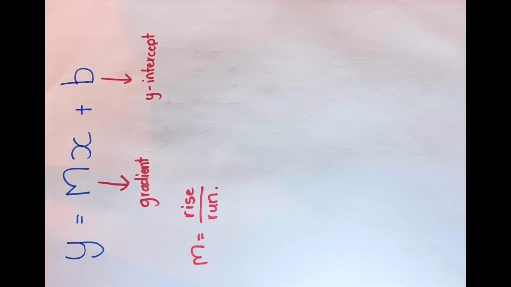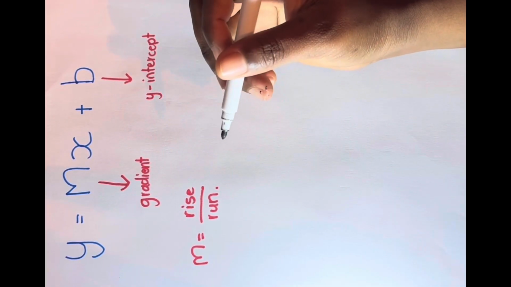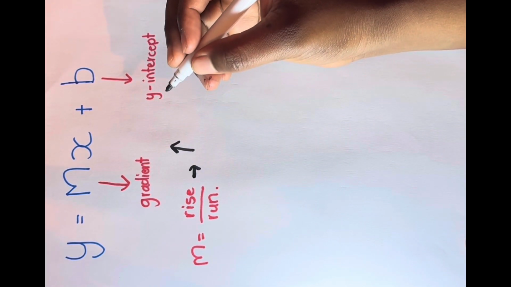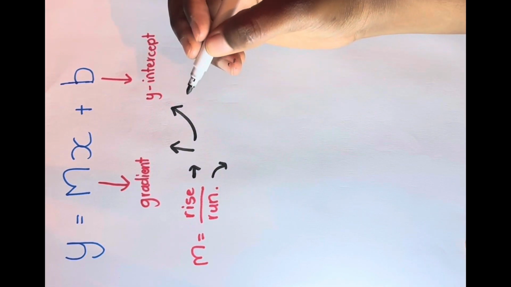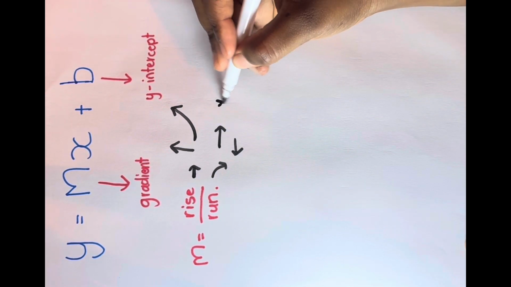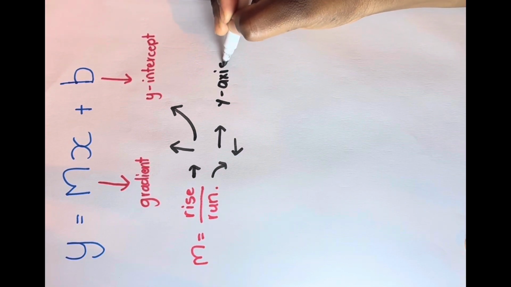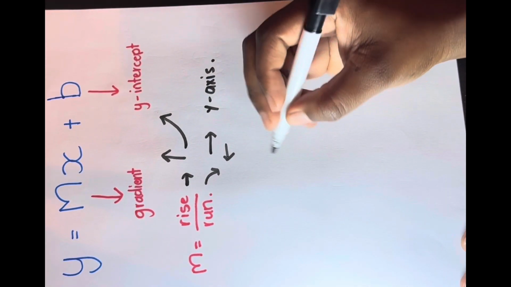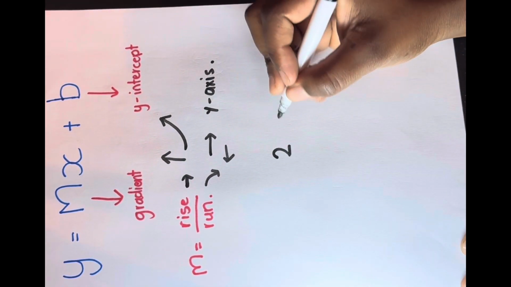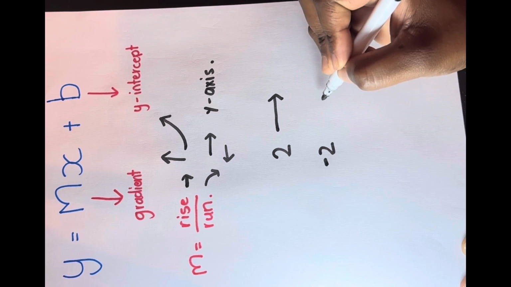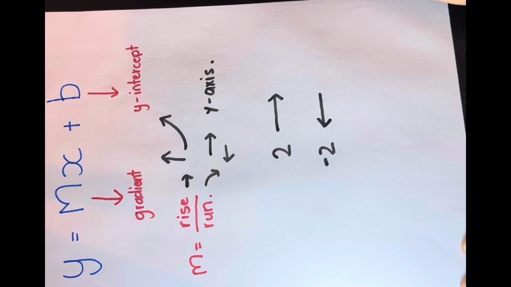Now in our first step, m equals rise over run. Rise means how high you can go from your y-intercept. Run means how far left or right you can go from your y-axis. Remember that when your gradient is positive, your run will always go to the right. When your gradient is negative, your run will always go to the left.